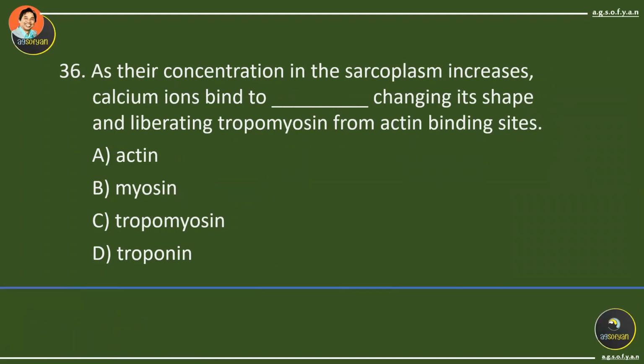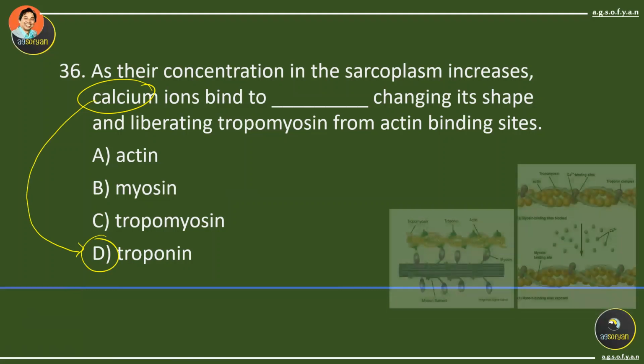As their concentration in the sarcoplasm increases, calcium ions bind to blank, changing its shape and liberating tropomyosin from the actin binding site. So bind to what? Calcium binds to troponin. Okay, that's the regulatory protein that binds the calcium.